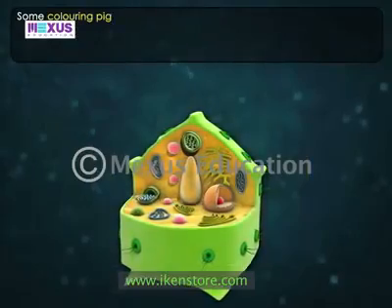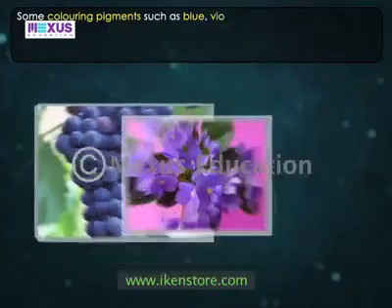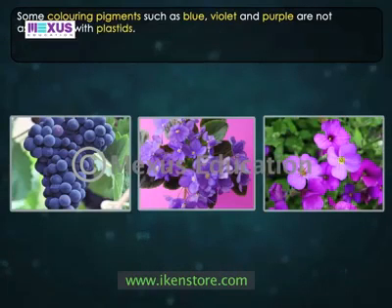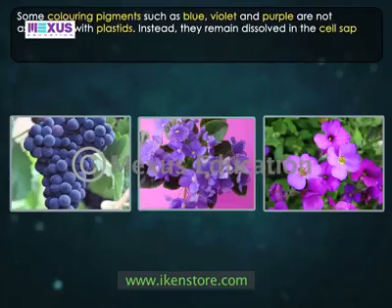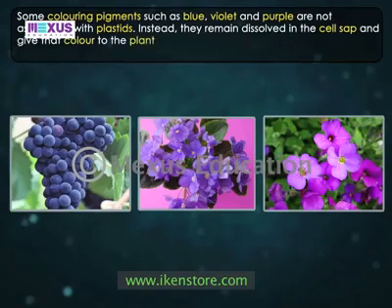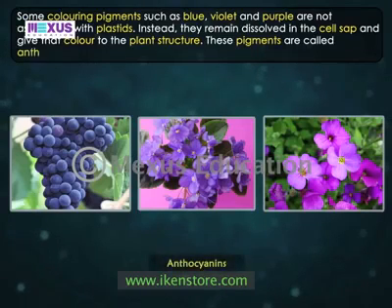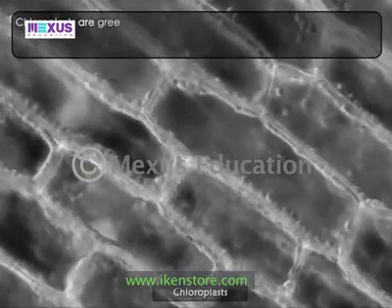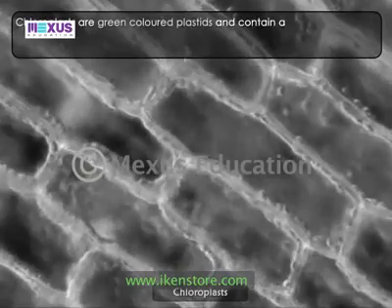Some coloring pigments, such as blue, violet, and purple, are not associated with plastids. Instead, they remain dissolved in the cell sap and give that color to the plant structure. These pigments are called anthocyanins. Chloroplasts are green-colored plastids and contain a green-colored pigment.